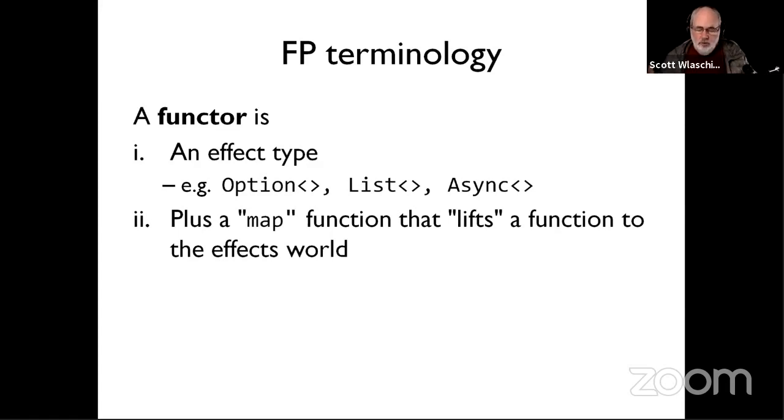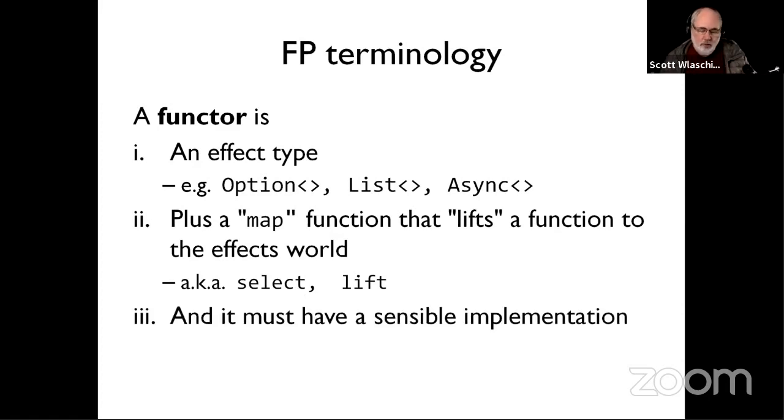So just like when I defined my own monoid, it's kind of an interface. I could define a functor interface that would just give me the map thing, and I could use it anywhere. In C#, it's called select, sometimes you'll see it called lift. In C# and LINQ, it's called select, and so on. Also, by the way, it has to have a sensible implementation. A map function that throws an exception or does stupid stuff is not a very good implementation. So there are certain rules that it has to follow. I'm not going to talk about them, but there are some standard rules it has to follow in order to be a good implementation.